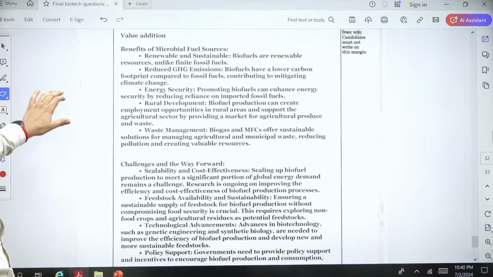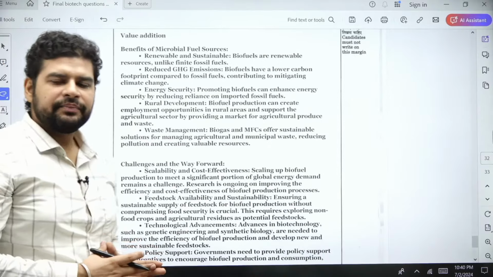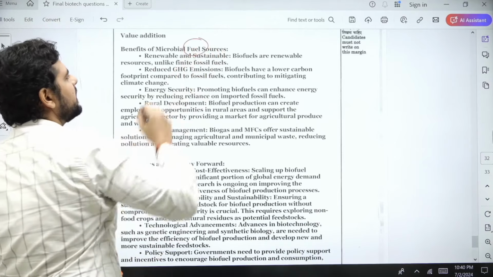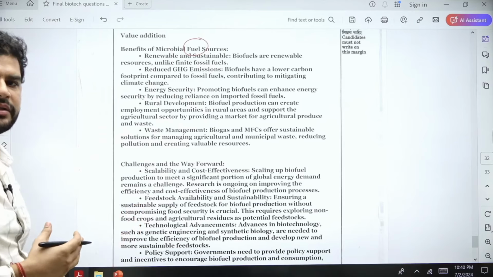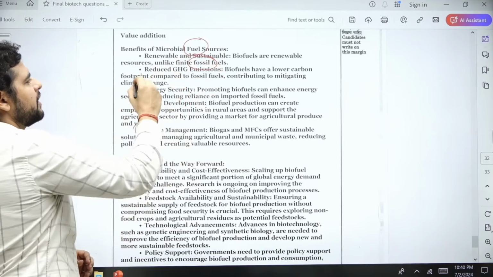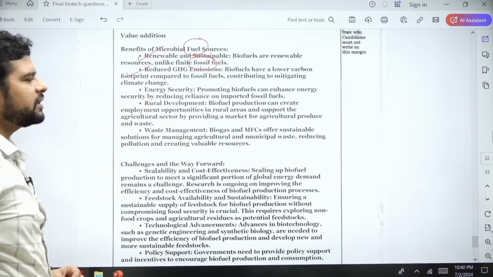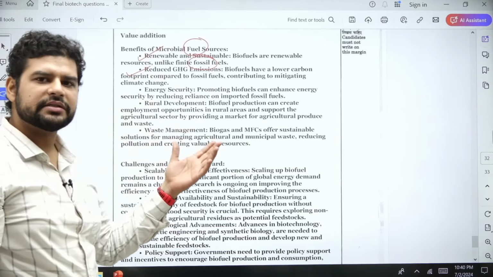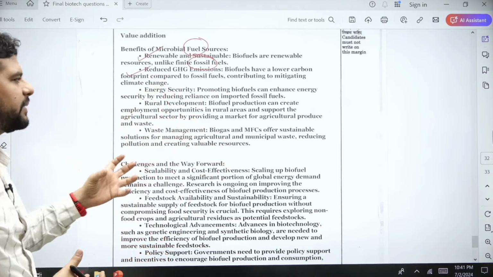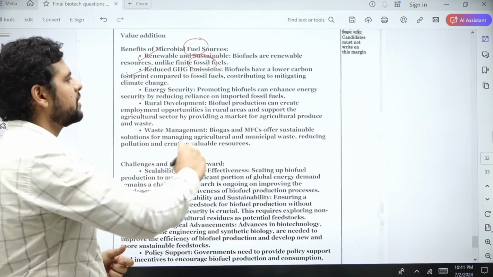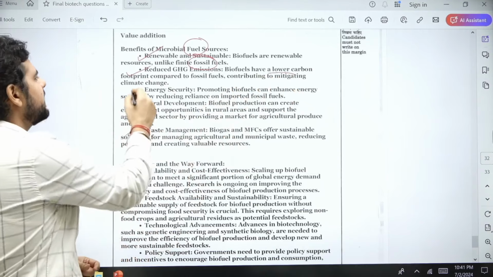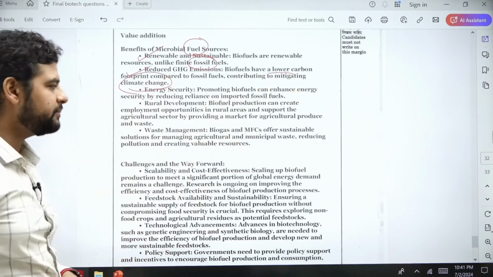Finally, value addition. Briefly, let us see the benefits of microbial fuel sources. They are renewable and sustainable because they are from natural resources, unlike finite fossil fuels. Second is reduced greenhouse gas emissions. I have discussed this in conclusion also. So I have put the conclusion from these things only, briefly explaining what are the important points in conclusion. So biofuels have lower carbon footprint, which leads to mitigating climate change, which is the need of the hour.